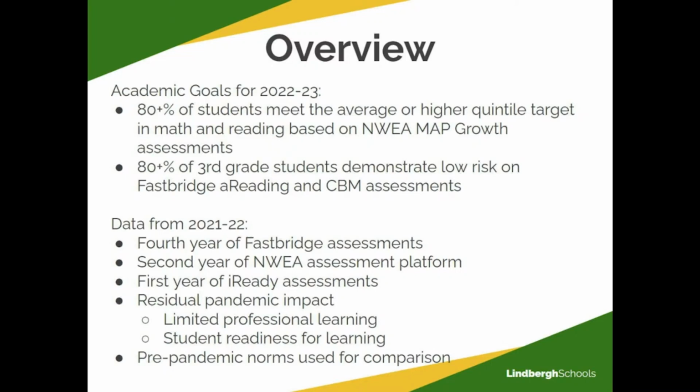Some things to keep in mind with regard to this data. This is our 4th year of using the FastBridge assessment. We began in the 18-19 school year, then continued in 19-20, where we had incomplete data due to the pandemic, and then over the last 2 years. This is our 2nd year with the NWEA MAP Growth assessment, and our 1st year with the iReady assessments that we use in elementary math. That helps frame the trajectory of the work we've been doing.